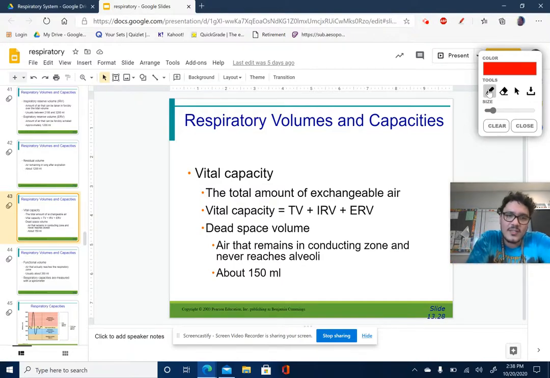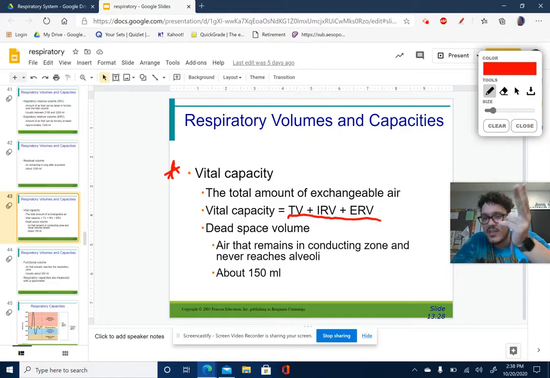Okay, this is the whole reason why we needed to understand these values that we were talking about earlier. It's to learn what's called vital capacity. So we definitely need to know this stuff. Vital capacity is the total amount of exchangeable air. How do we calculate vital capacity? Simple. It's a math formula. And I know math formulas can be tough, but this is simple, right? You're just adding stuff up. Tidal volume plus inspiratory reserve volume, or IRV, plus expiratory reserve volume, or ERV. Those three together give you your vital capacity.